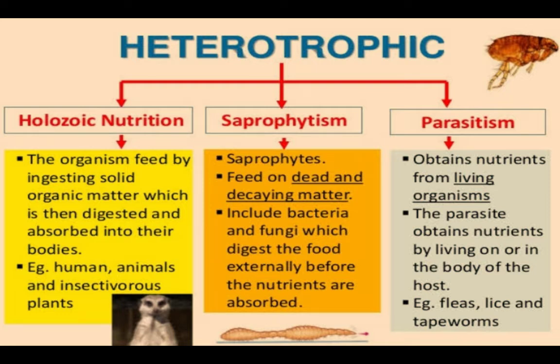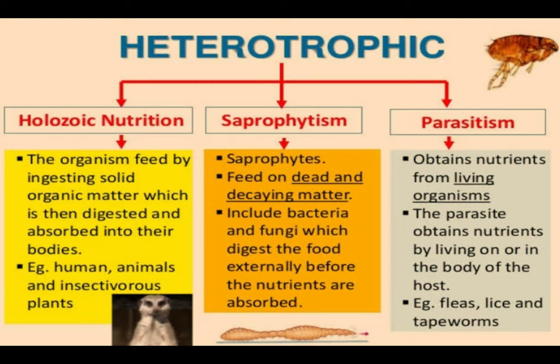Next, saprophytic nutrition. Saprophytic organisms are also called saprophytes. They feed on dead and decaying matter. They include bacteria and fungi, which digest the food externally before nutrients are absorbed.